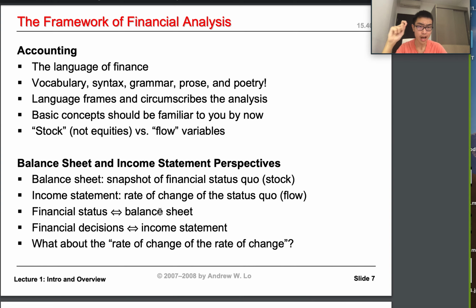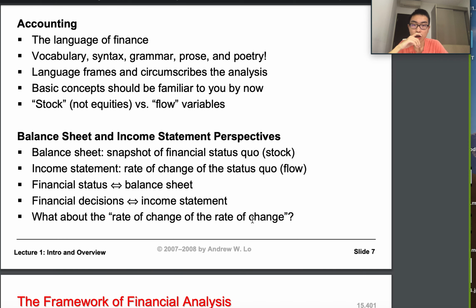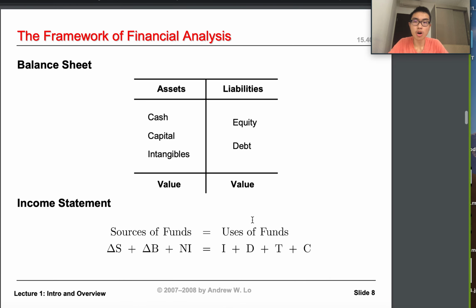How much debt do you have? Debentures, overdraft, trade credit, bank loans. Financial decisions about the income statement are made based on the income statement. Okay, what about the rate of change? Okay, so now assets and liabilities, what's involved in the balance sheet, I just want to elaborate about.